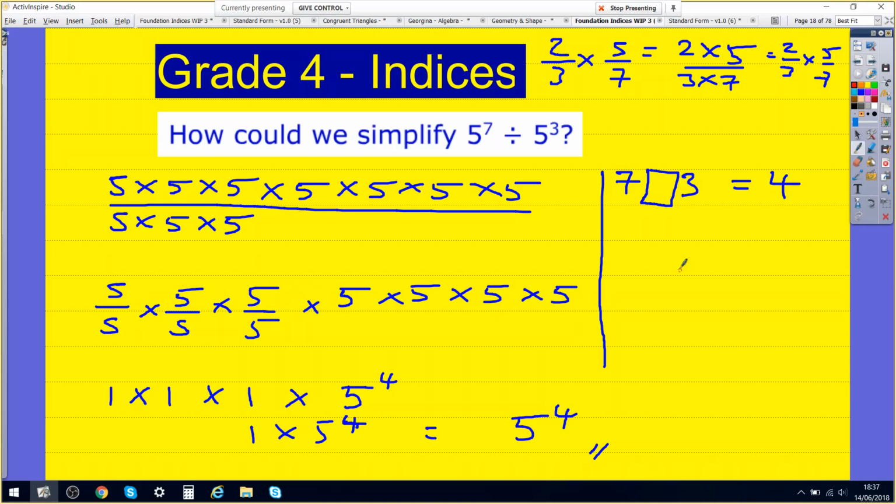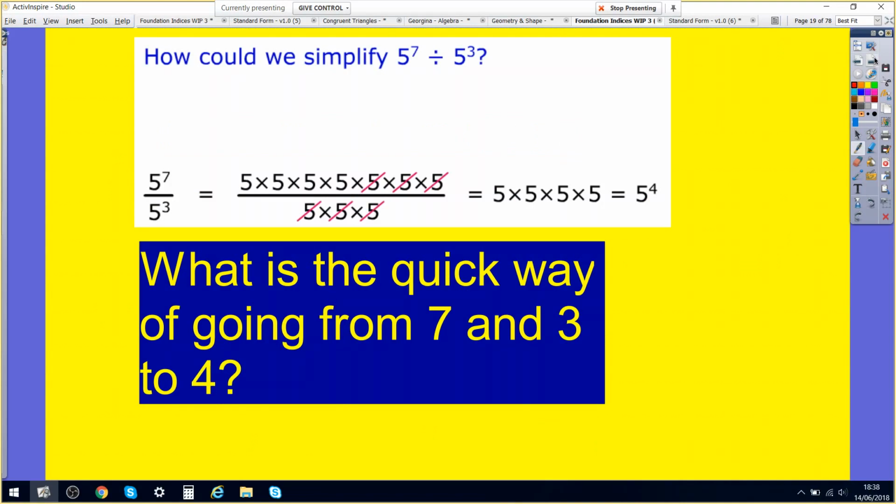So the quick way to do these is you copy the base and you subtract the powers. So 5 to the 7 divided by 5 to the 3 is the same as 5 to the 7 subtract 3. And so it's just 5 to the 4. And that's always going to be the case, because however many are on the bottom, you're always going to delete that many from the top, because it's basically times 1, which is just itself. So the quick way of doing these, copy the base, subtract the powers.